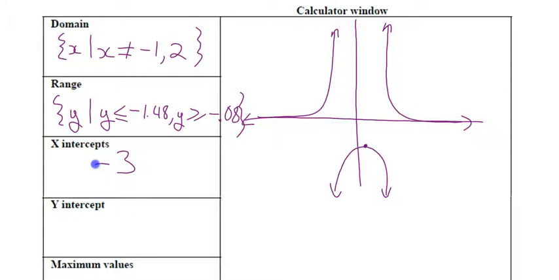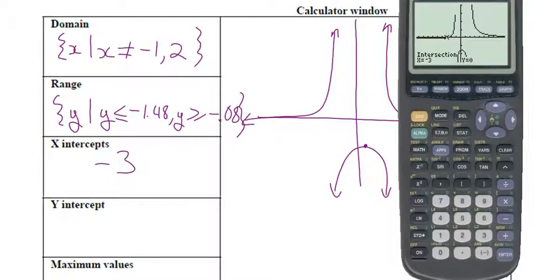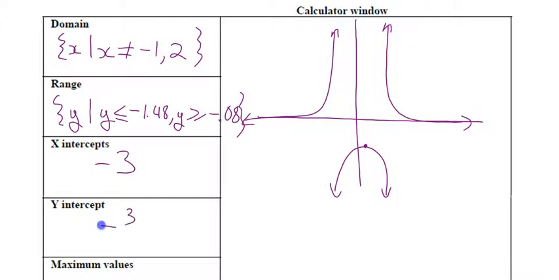Y-intercept. What do we do to get the y-intercept? Second calc. Yeah, second calc, and what do we put in? Negative 0. Negative 0? Really? Positive 0 is not good enough for you? And what's the y-intercept? Let's call it negative 3/2. Although if you wrote negative 1.5, I wouldn't object. It's exact, right?